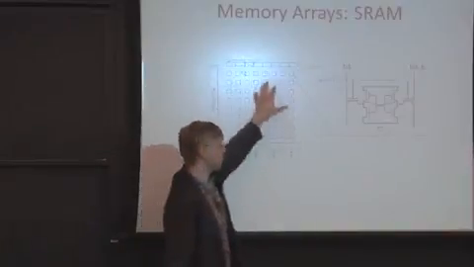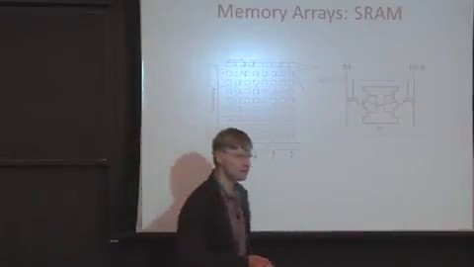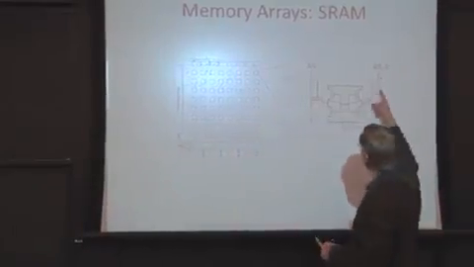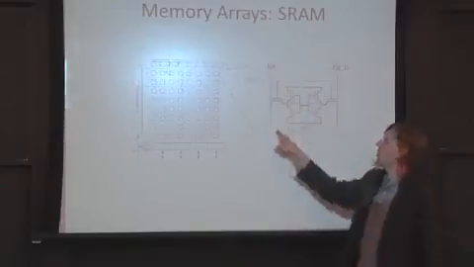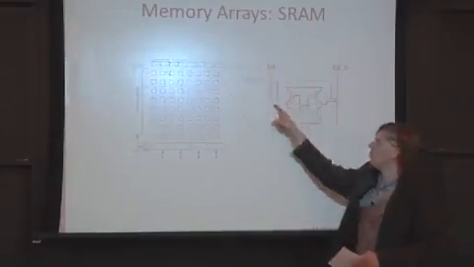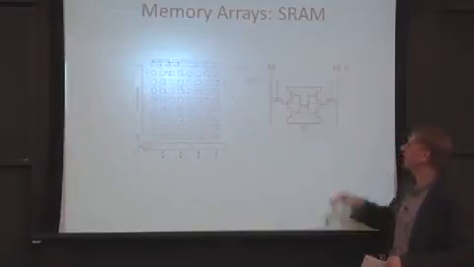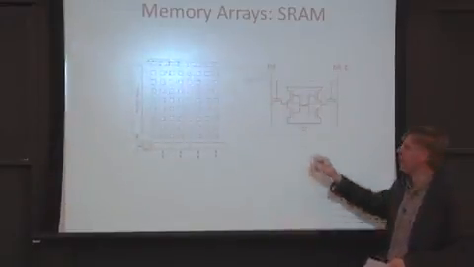Same structure. We're going to change the cell a little bit here. The main difference is this cell, we're going to have two sets of bit lines. We're going to have bit and bit bar. And then we're going to have two pass gates here, and these are cross-coupled inverters in the middle.